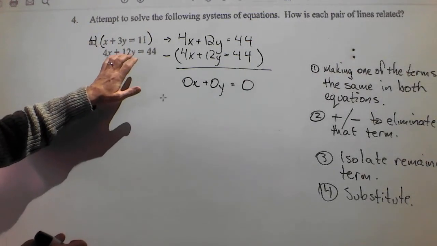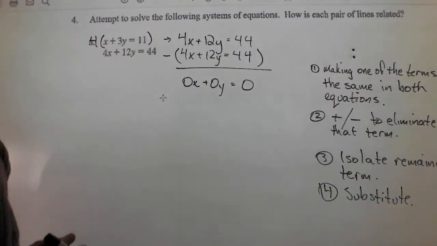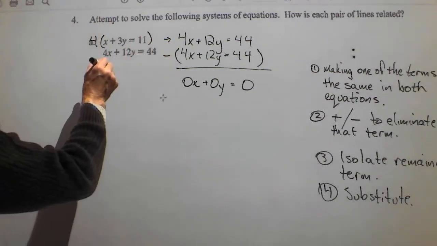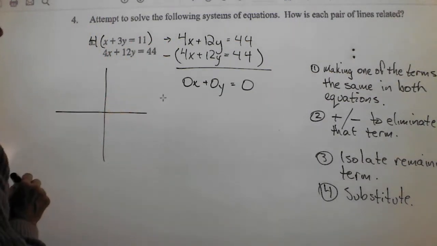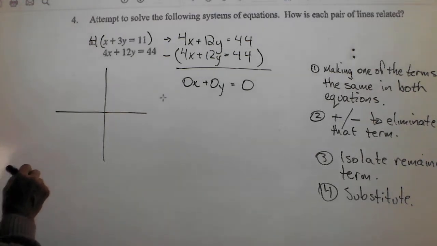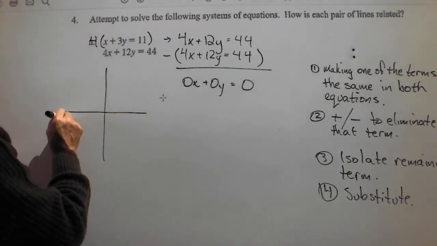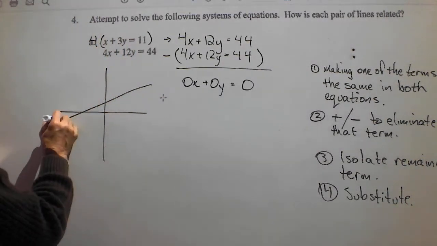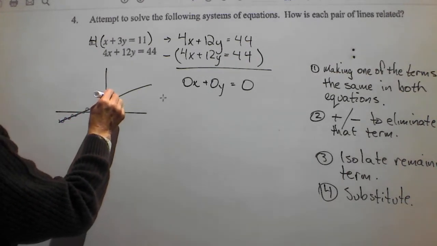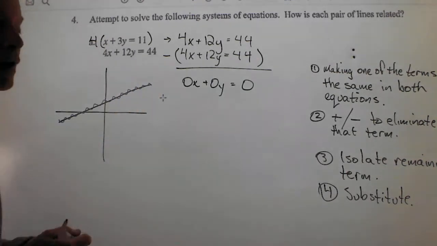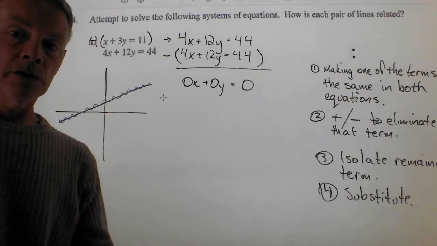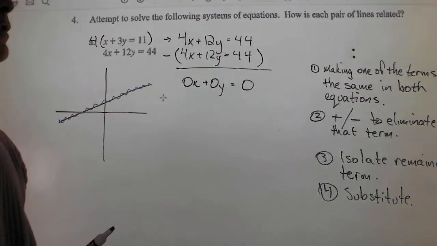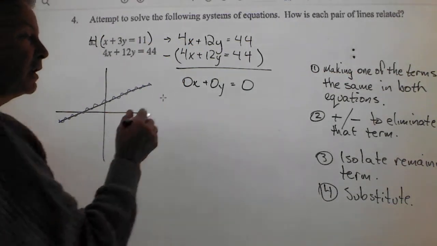Well, if you were to graph these two lines, what would you notice? Well, because they're exactly the same equation, what you would notice is that if the first line looked like this, I'm just going to use a squiggly line to differentiate. The second line would look exactly the same. Okay? That shouldn't be a surprise. They're exactly the same equation. So, how is this pair of lines related?